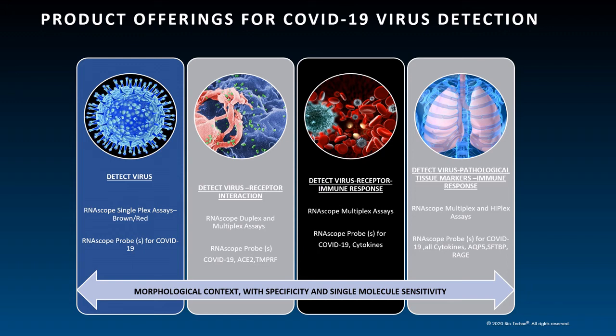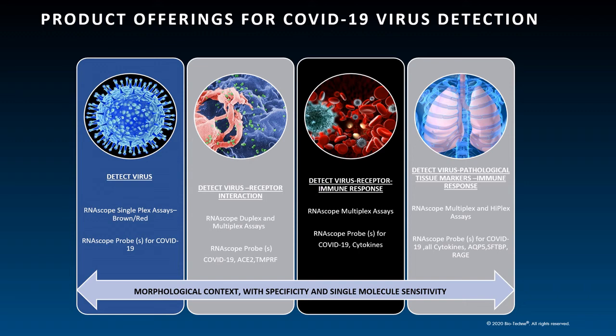As a lot of you may know, the COVID-19 infection is followed up by this cytokine storm. So using our multiplex assays, you can look at the virus receptor interaction, but you can also look at this immune response that follows up. And in addition, we've seen a lot of people in the field look at some histopathological markers post-infection. So using our assays, you can also look at that.